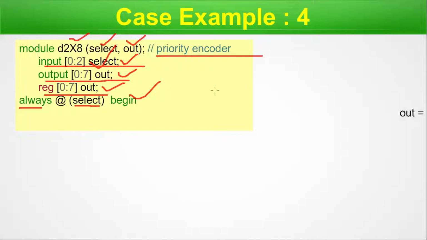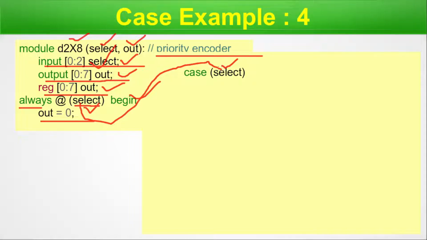Here we begin our code, and we write out equal to 0, and we continue our next part of the code here. And here we have the case, and here we have the select. Again, here the expression is select. So select is staying here in always. Whenever the select changes, this goes from here to here in the case. So the sensitivity is tied up with select, and that goes to the case directly.